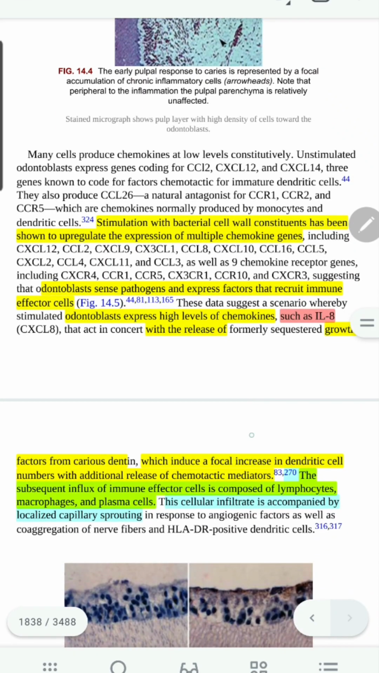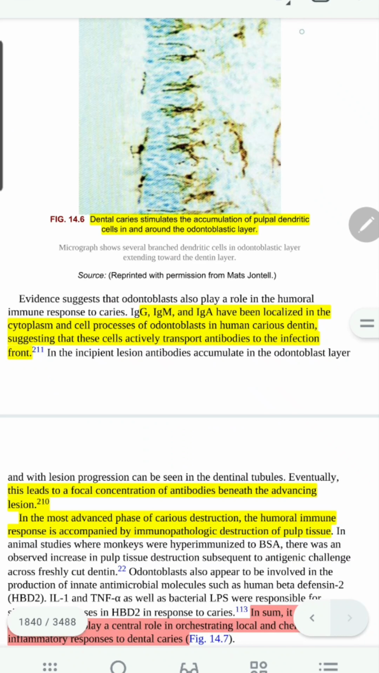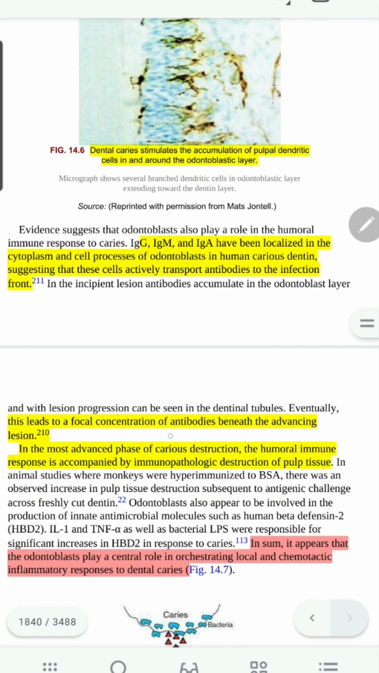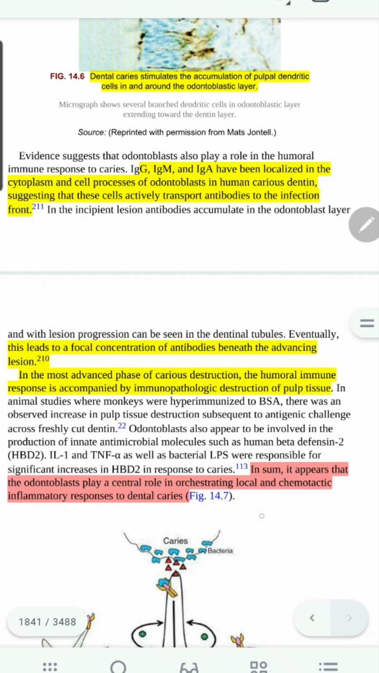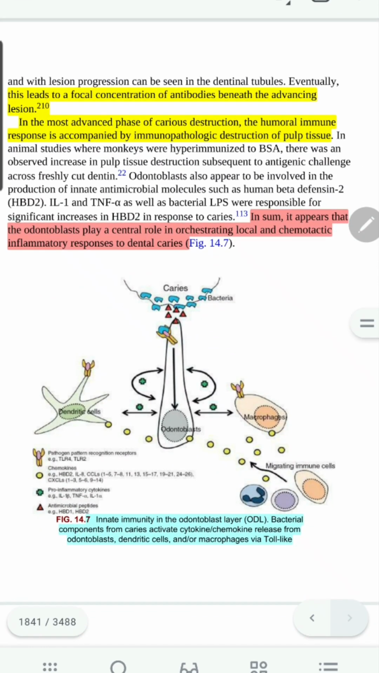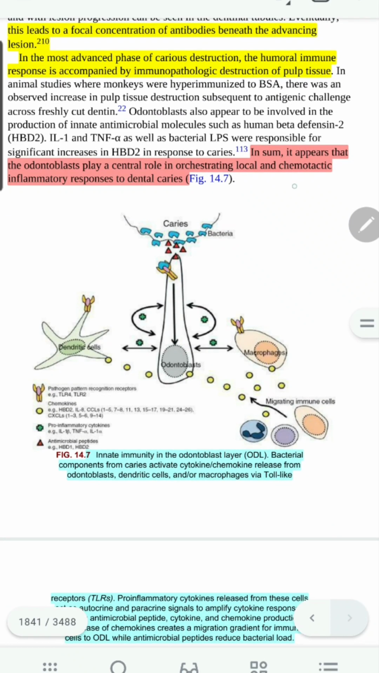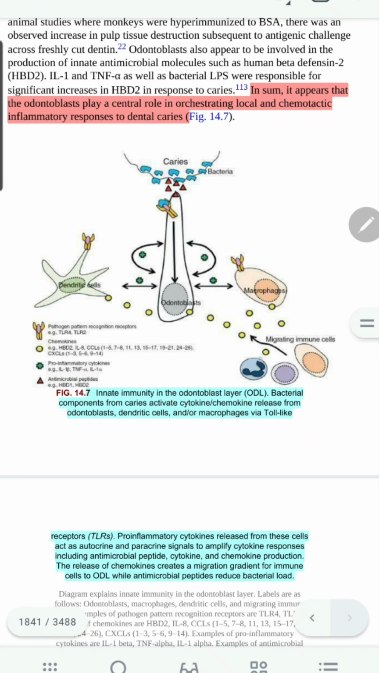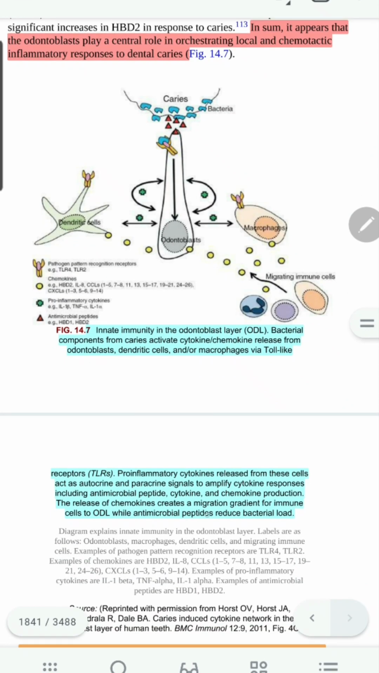For the humoral response, which is expressed by the IgG or the IgM and the IgA for making antibodies that are transported to the lesion site and help in the protection of the pulp against the bacterial invasion. So the odontoblast plays a central role in orchestrating local and chemotactic inflammatory responses to the dental caries, whether, as we said, it was cellular with the immune cells, or humoral, that is expressed with antibody formation.